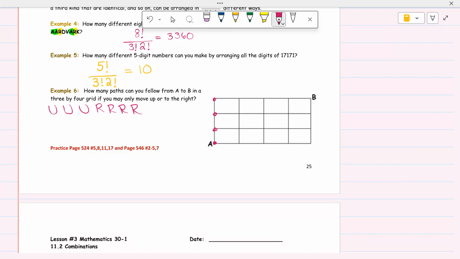Arrange those letters. So how many letters in total do we have? 7 factorial over my repetition of ups and rights. So how many ups do I have? 3 ups and 4 rights.